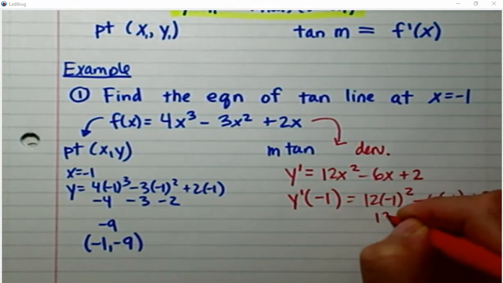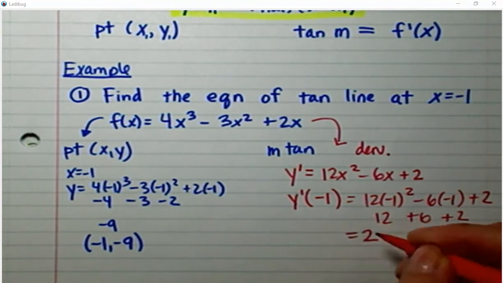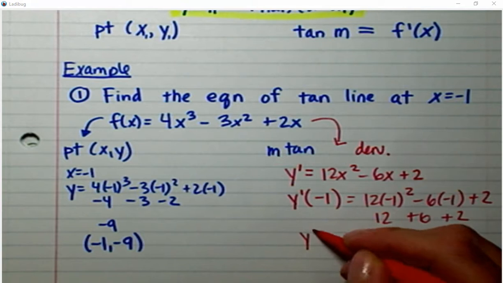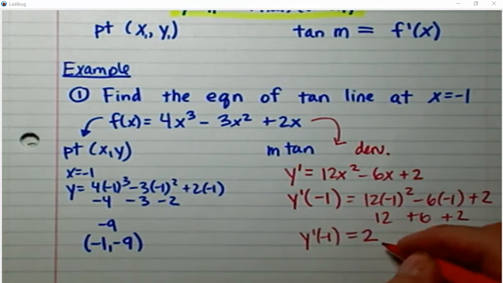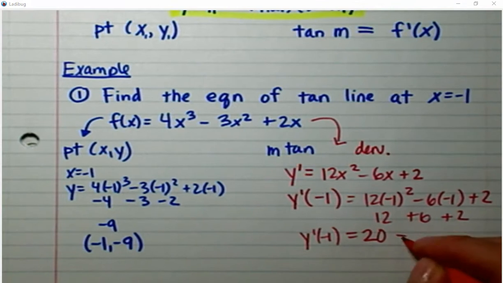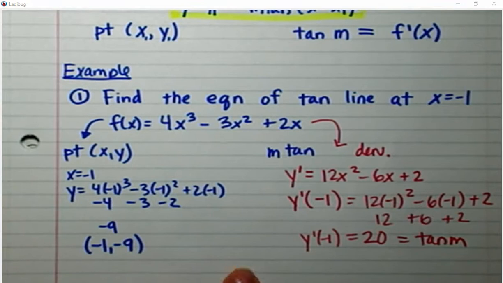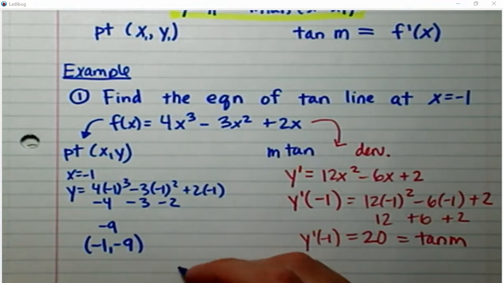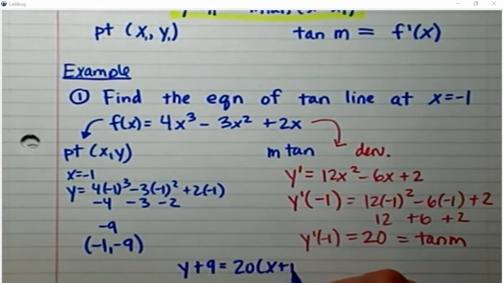okay, so we get 12 plus 6 plus 2 equals 20. Okay, so y prime of -1 equals 20, which means this is the tangent slope. Look what column it's in. It's in the tangent slope column. Okay, so I've got my two numbers. Y plus 9 equals 20, x plus 1.